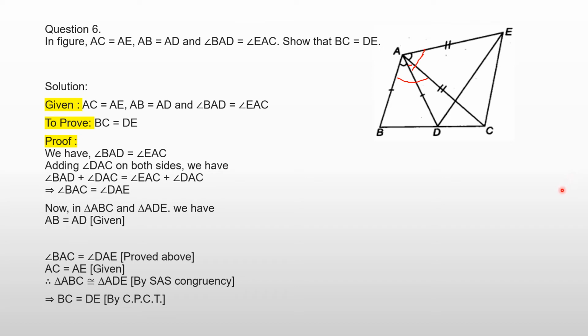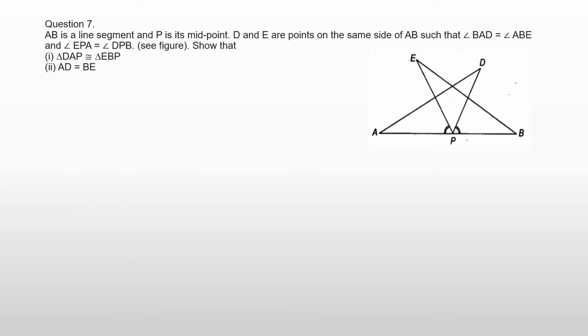our next question, that is question number 7. Have a look here, this diagram is given to you. The question is, AB is a line segment. P is a midpoint. Have a look. P is a midpoint. D and E are points on the same side of AB such that angle BAD is equal to angle ABE and angle EPA is equal to angle DPB. This is given to us, and the rest of the things we need to prove.